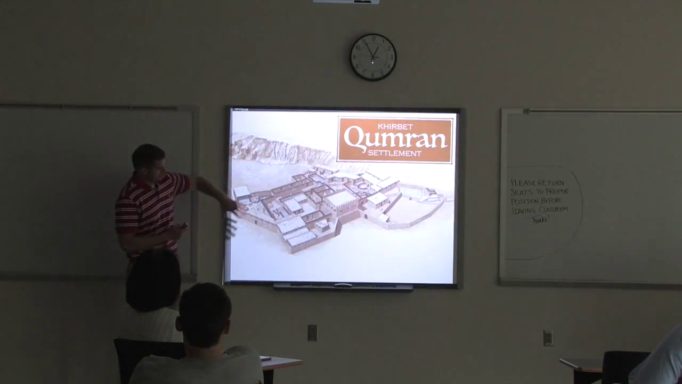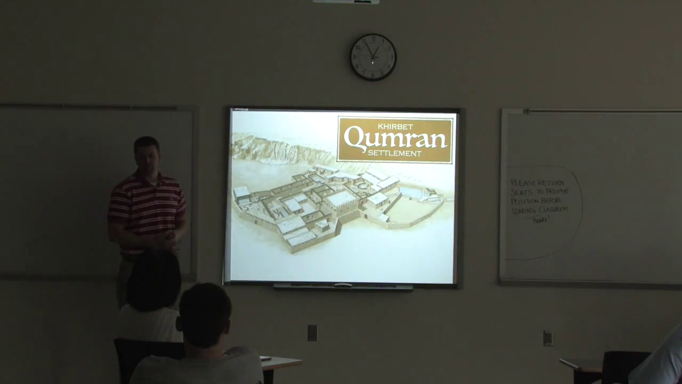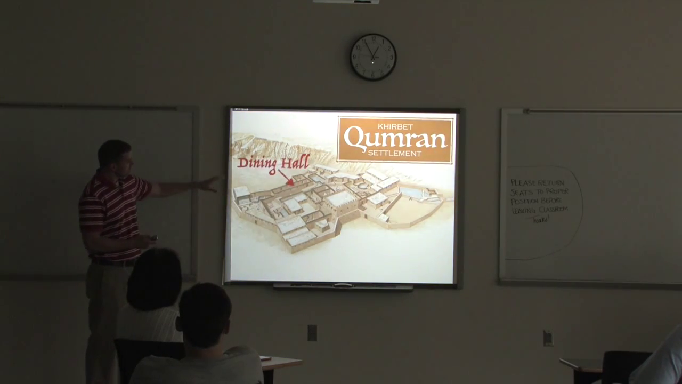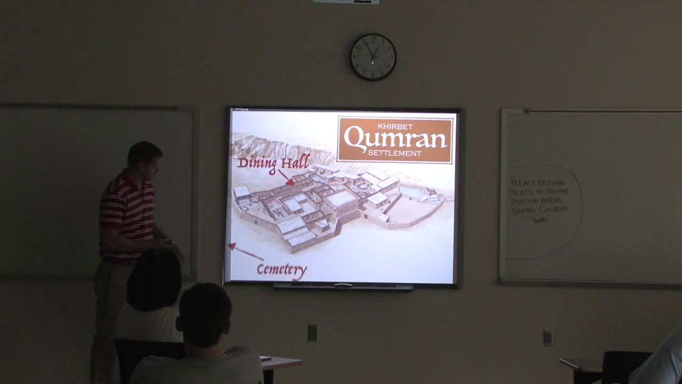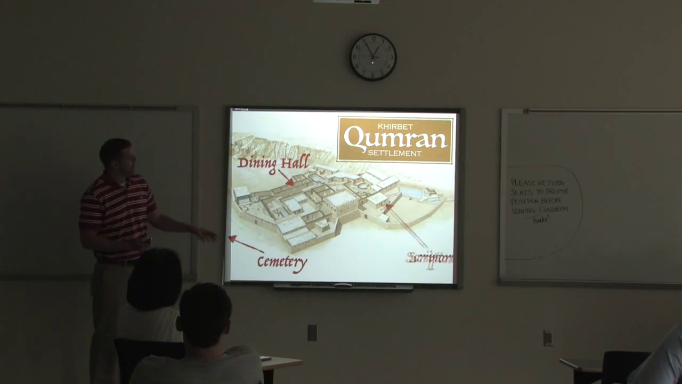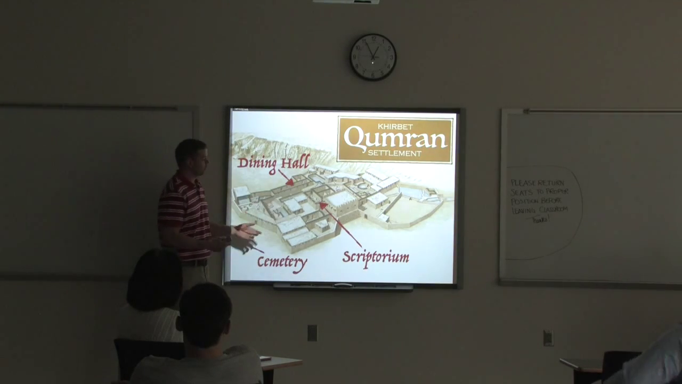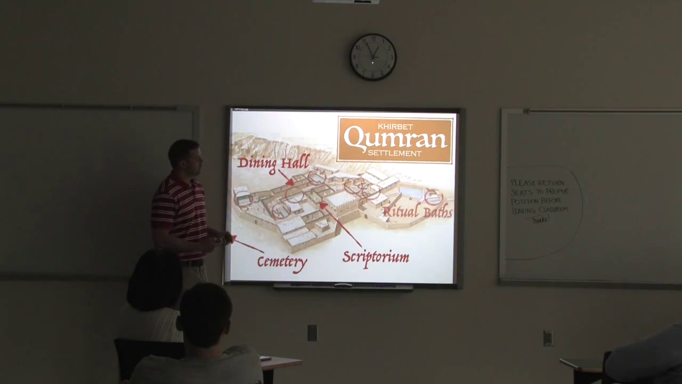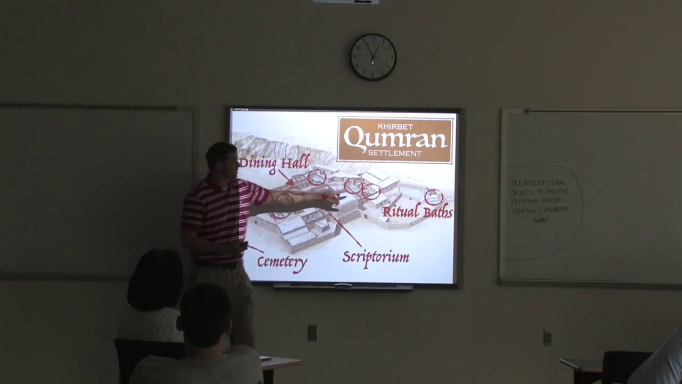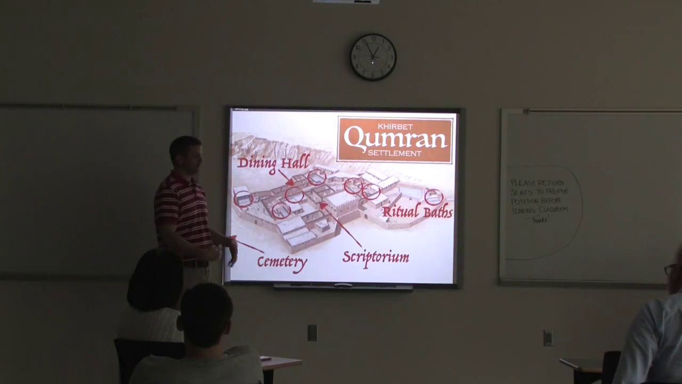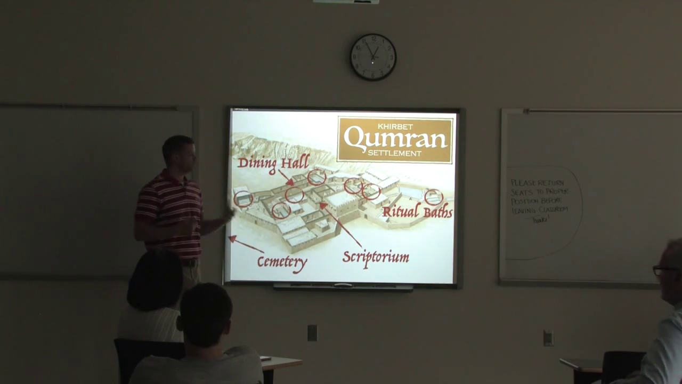Now, if you put some legs on this, this is what it looks like back then. So this is an ancient settlement. Notice, through archaeological excavation, this is what we discovered. They had a dining hall here. There was a cemetery out to the left side. There was what we call a scriptorium, which seems like some kind of writing was taking place in this room here. And we found lots and lots of ritual baths. These are places where you go and dunk yourself into the water to become ritually pure.